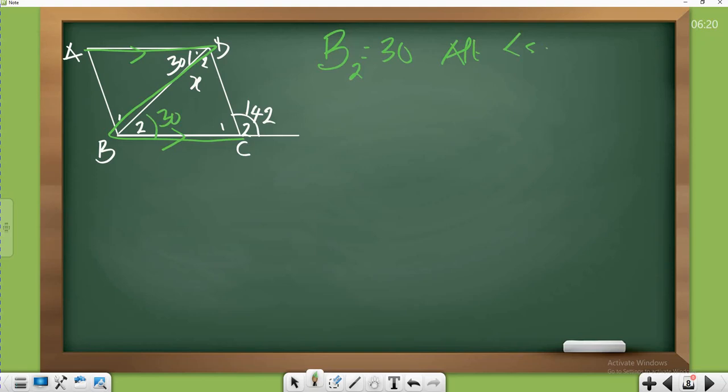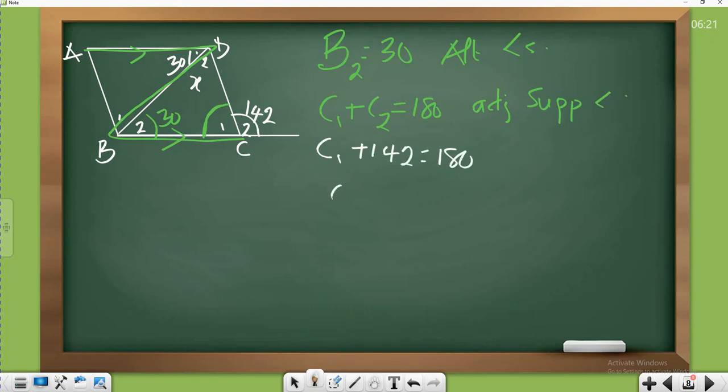Oh, I'm looking for X. Oh my God, I see something here. Beautiful. Which means I can get C1. All right, C1 plus, it's angle on a straight line, right? C1 plus C2 equals 180. It is adjacent supplementary angles. Let me get a white chalk here. All right, so what is my C1? I don't know, but I know this as 142 equals 180. So I can get C1.